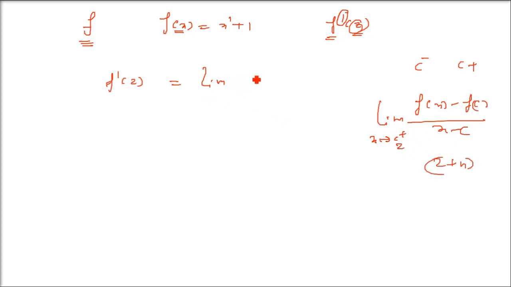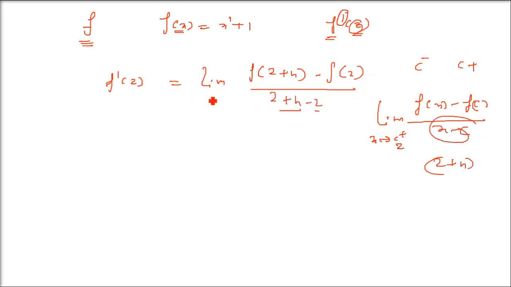That is 2 plus h I'm going to put. So in place of x, you are going to put 2 plus h minus f(c), of course c is 2, and divided by 2 plus h minus 2. So this is x minus c. In place of x, I am putting 2 plus h. So this is tending to 2, as I said, tending to c. But since we have put x as 2 plus h, h is tending to 0, because if you take x minus 2, and if you say that x is equal to 2, h is going to be 0. So limit h tends to 0 now.